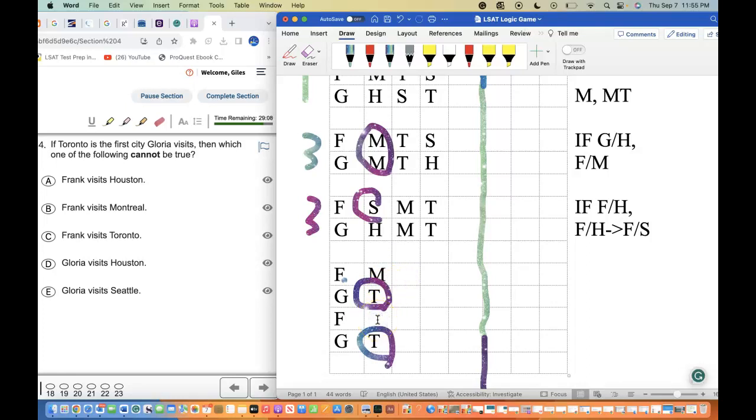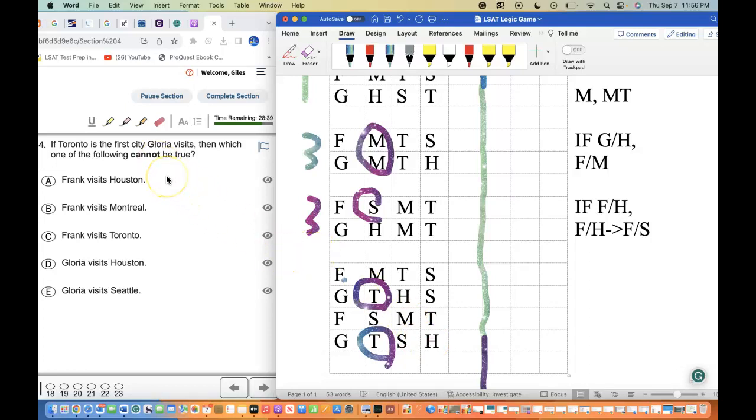We're going to go ahead and put it, let's put a Seattle here, and then an M here and a T here. And then we're going to put a Seattle here, and then we're going to put a Houston here with a Seattle and a Seattle with a Houston. And let's see what we got.